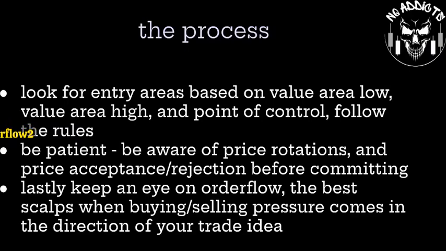Once we have determined we are in balance, we are going to look for entry areas based on value area low, value area high, and point of control. And we're going to follow our rules that we talked about. Okay? If we break below value area low, for example, and accept, price discovery to the downside, no trade. We need to be patient. We need to be aware of the price rotations, price acceptance, rejection, okay, before committing. Are we returning to value or are we going to quickly reject? I have to be patient.